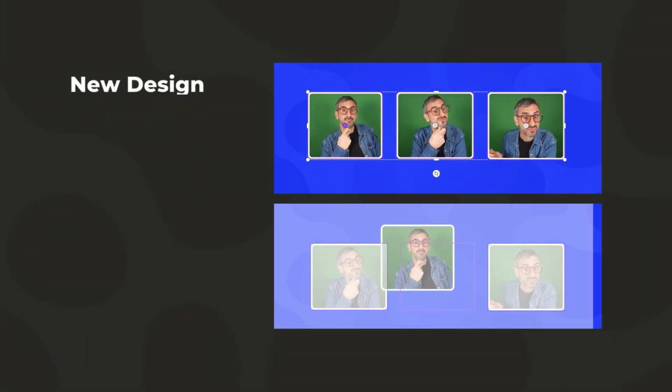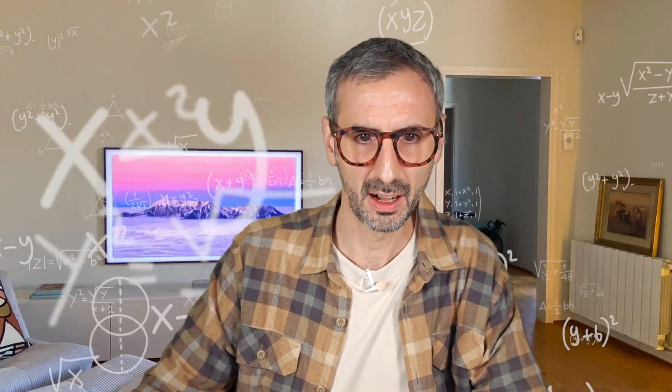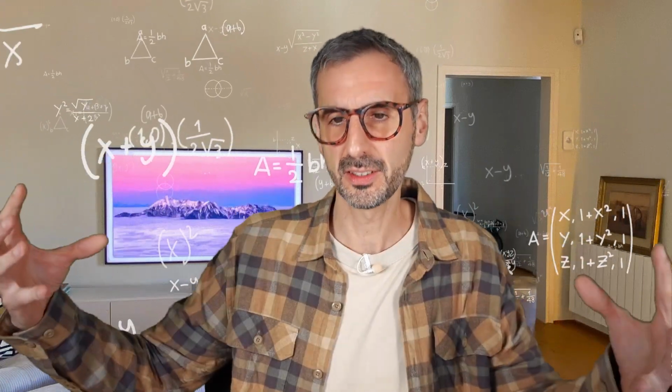We have one last feature to cover for this month of January. This has been quite an action-packed month in terms of features. So we started the year with a bang. This one is called New Design Smart Swapping. This is a little improvement that allows you to reorder different elements that are equally distant from each other.